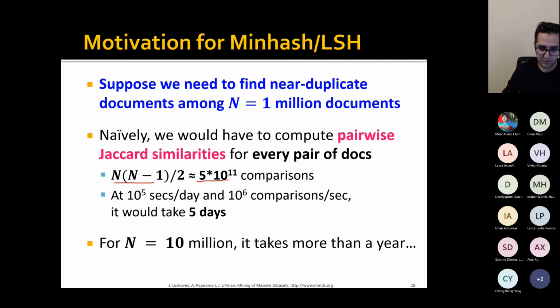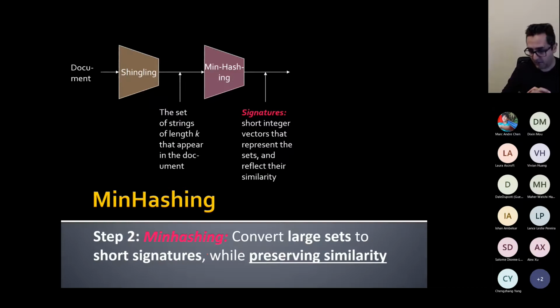And suppose that we can do 10 to the 6 comparisons, so this is like 1 million comparisons per second. Then it would take 5 days to basically inspect all pairs. So that's not good. If n is bigger, if it's 10 million, it takes more than a year to look at all pairs. So that's why O of n squared is not good. Moving forward, okay, that was just a representation. It was not the solution.